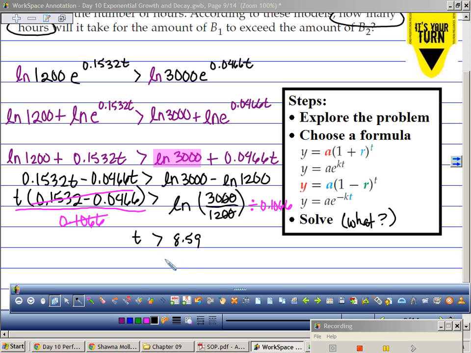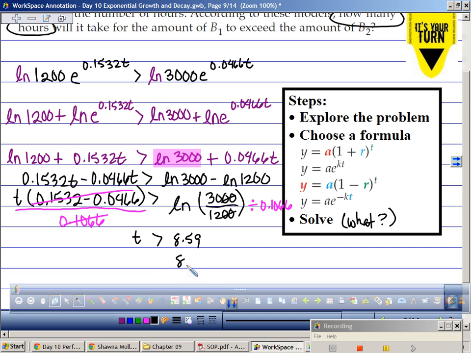Well, no. That would be rounding up. It would take 8.6 hours. Because it says more than, right? Yeah, it has to be greater than 8.59, if you think about it. Make sense? I don't know.